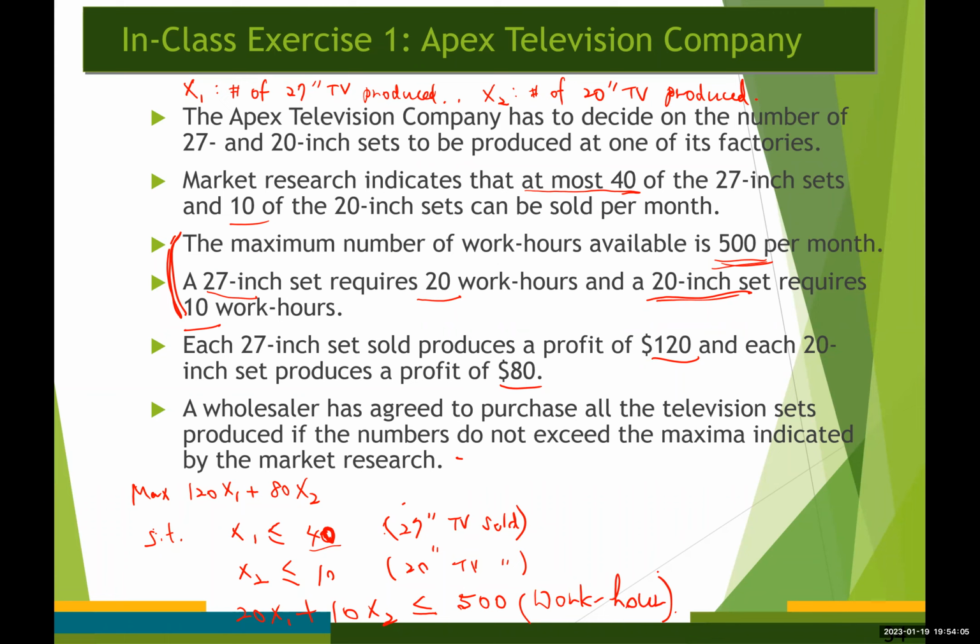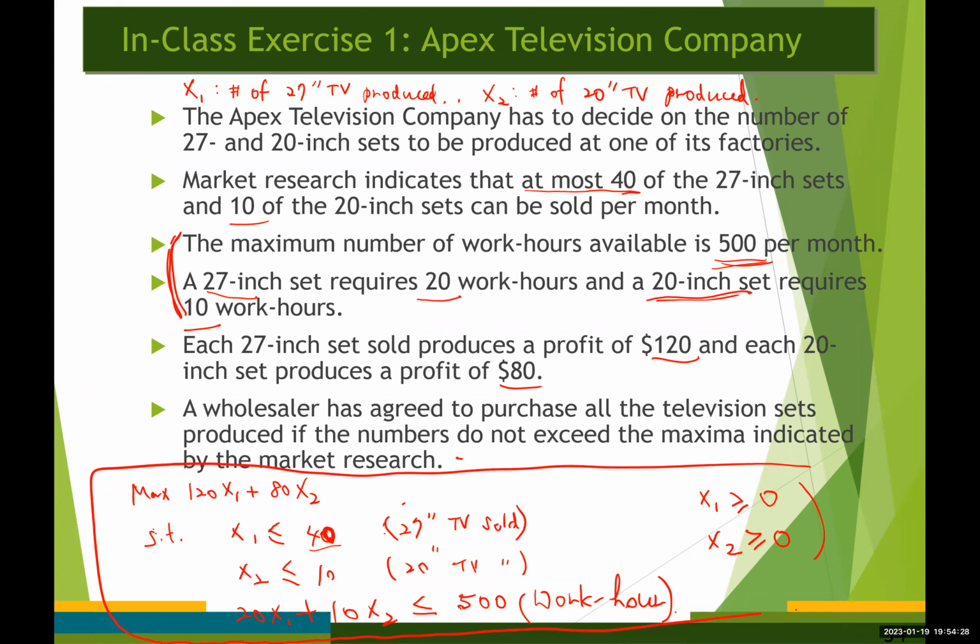And what do we miss? We need to add the non-negativity restriction. So both decision variables, x1 and x2, must be non-negative. Combining all together, we have the objective function subject to these three constraints and sign restrictions. This is going to be the complete LP model for this Apex television company example.